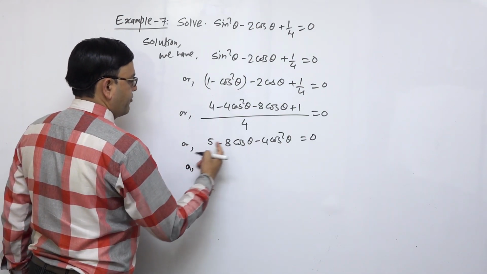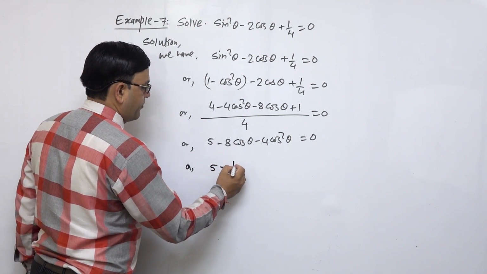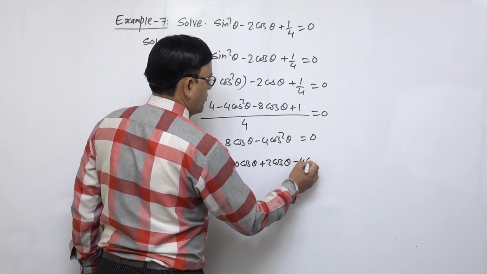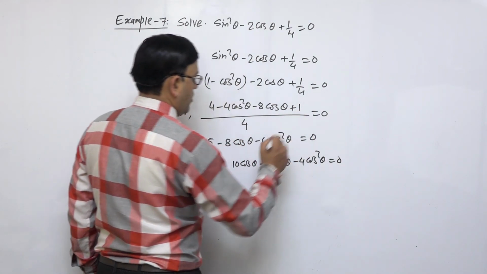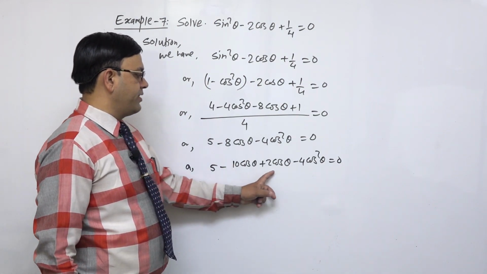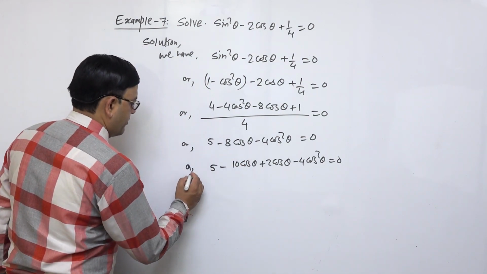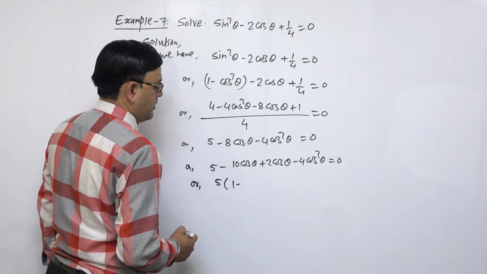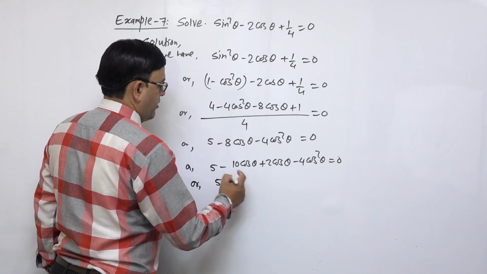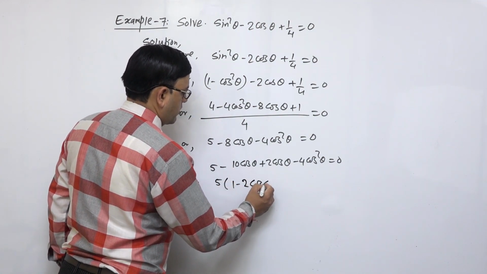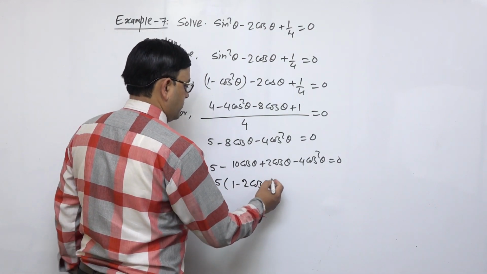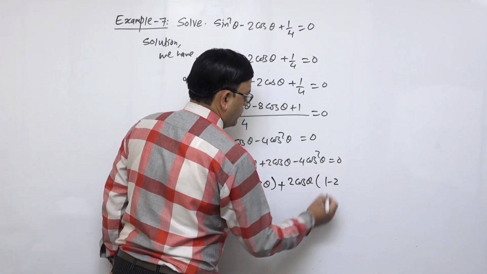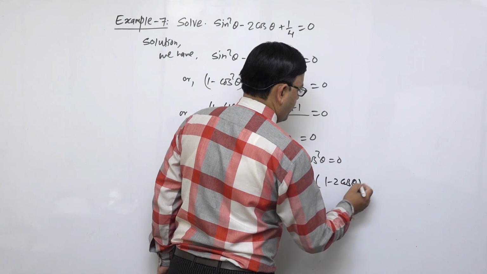Or 5 times 4 is 20. So 5 minus 10 cos theta plus 2 cos theta minus 4 cos square theta is equal to 0. We have done factorization here. 10 minus 2 is 8. Here 5 is common, then 1 minus 2 cos theta. Plus, here 2 cos theta is common, so 1 minus 2 cos theta is left, is equal to 0.